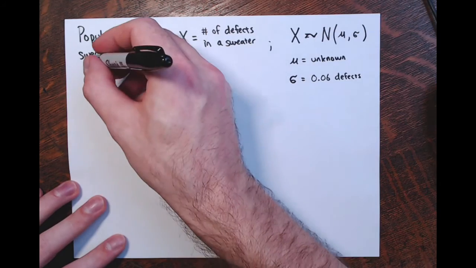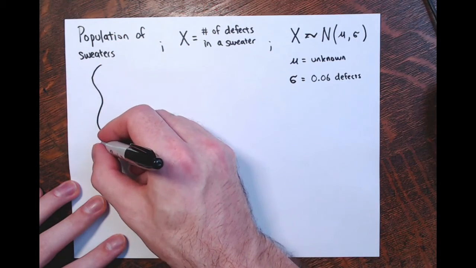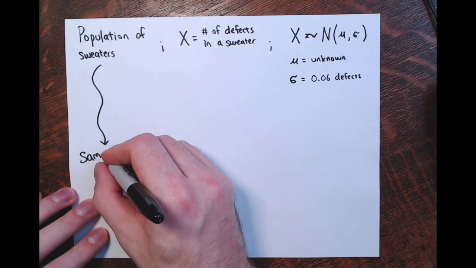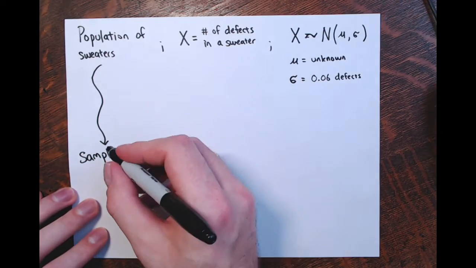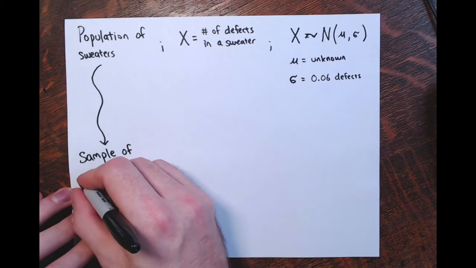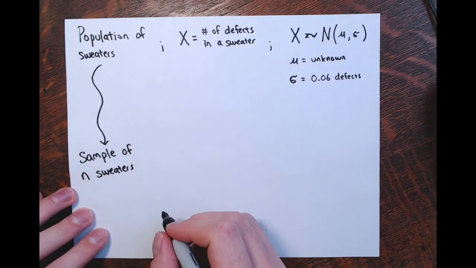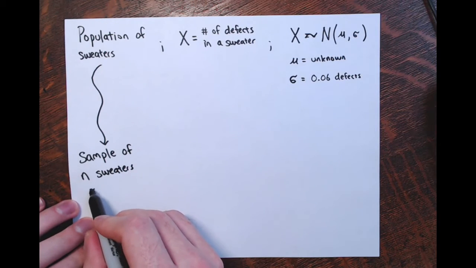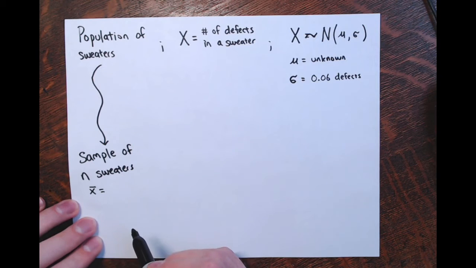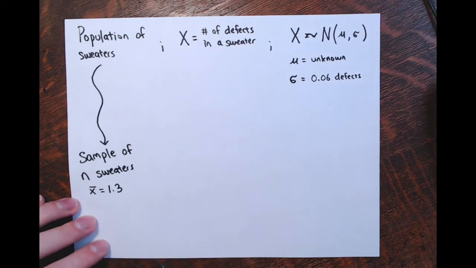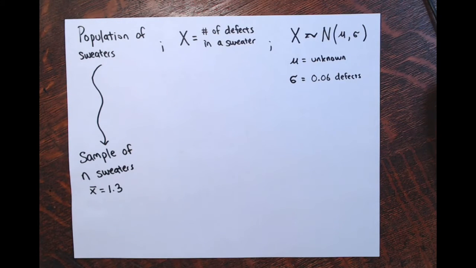Alright, so then from this population, we pull a sample of n sweaters. Now, they didn't tell us how big a sample was pulled here. A sample of n sweaters, and take the mean number of defects of that sample. And they told us for this particular sample we're looking at, the x bar, the sample mean, was 1.3 defects per sweater in this sample of n sweaters.